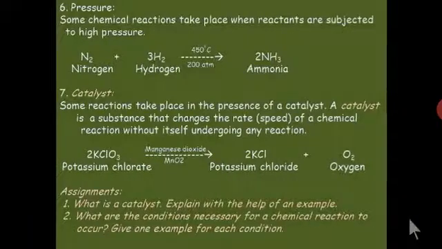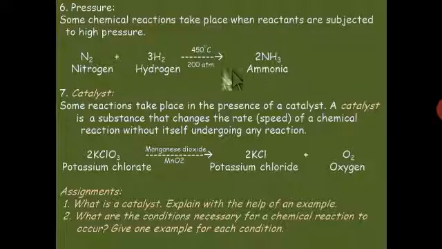Let us see the other two conditions. Pressure. Some chemical reactions take place when reactants are subjected to high pressure. For example, when high pressure is applied on nitrogen and hydrogen, then they produce ammonia. What is the high pressure? 200 atmospheric pressure. And the last one is catalyst.